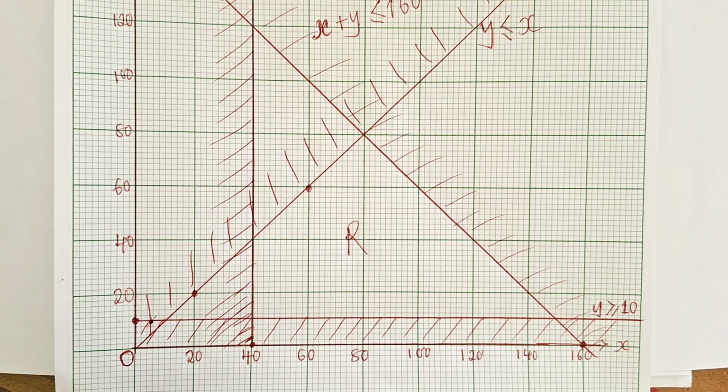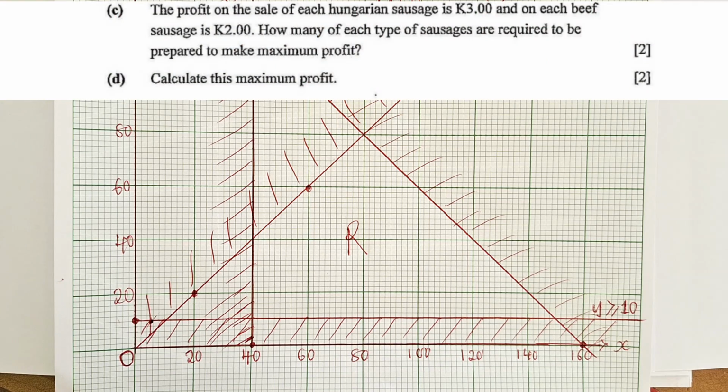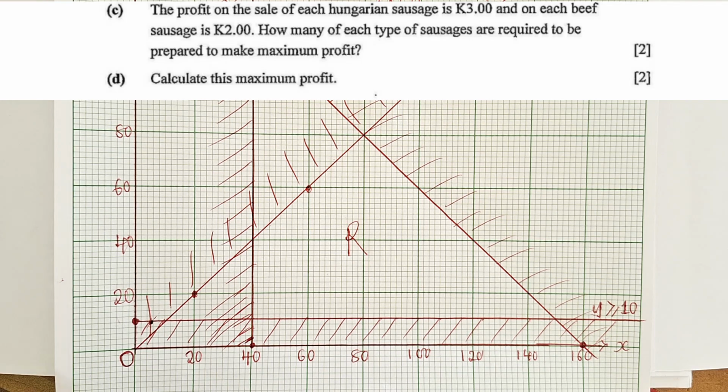So we go to the next question. For the next question, they are saying the profit on the sale of each Hungarian sausage is 3 kwacha and each beef is 2 kwacha. How much of each type of sausages are required to be prepared to make maximum profit? So for this one, you don't need to stress yourself.